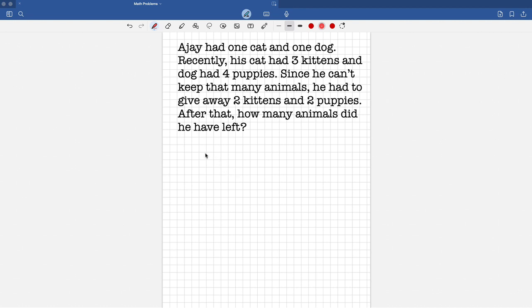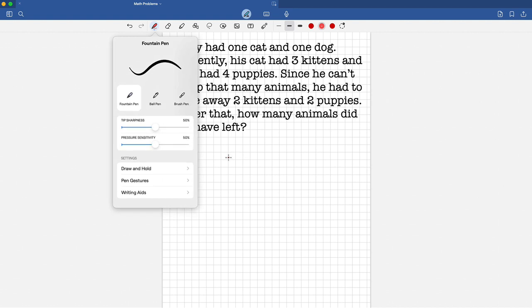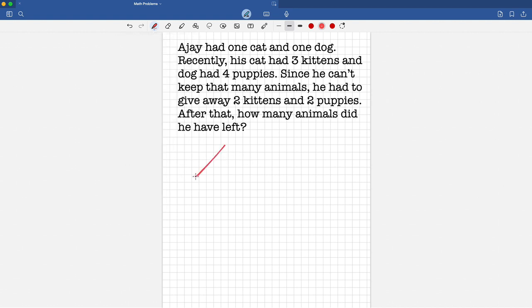For example, I'm going to make the dog into a triangle. Okay, so this is one dog, and I'm going to make the cat into a square. So this is before the pets gave birth to their kittens and puppies, right? So this is the before picture.